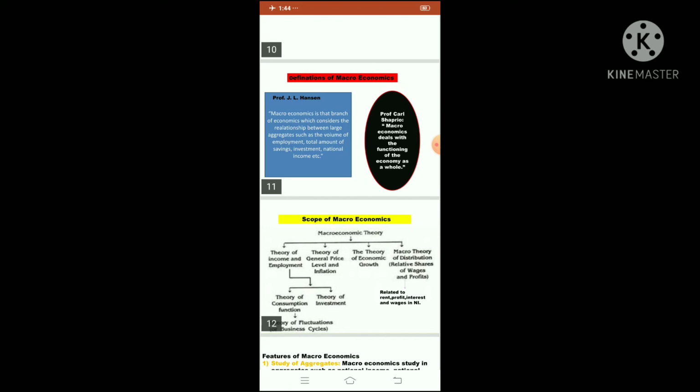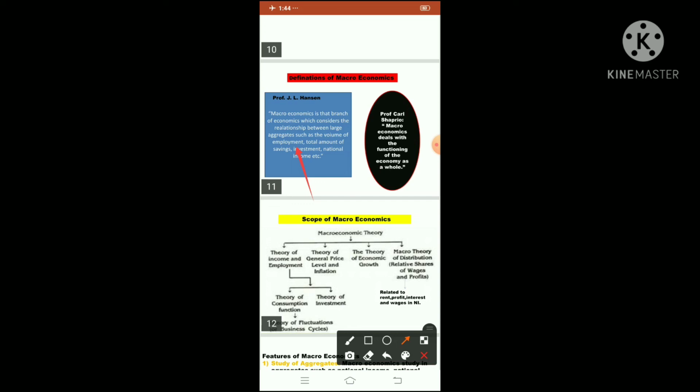Now see, definitions we will study. Macroeconomics, the first definition by Professor J.L. Hansen. Professor J.L. Hansen has told, macroeconomics is that branch of economics which considers relationship between large aggregates such as volume of employment, total amount of savings, investment, national income, etc. So in short, I will explain you.